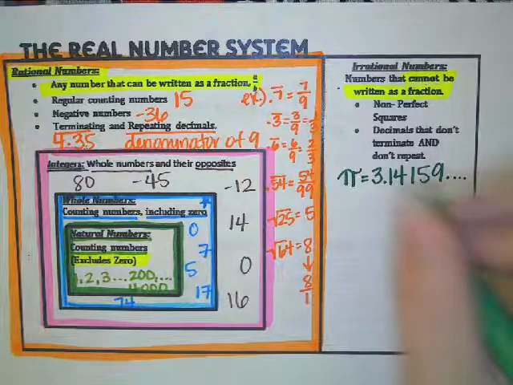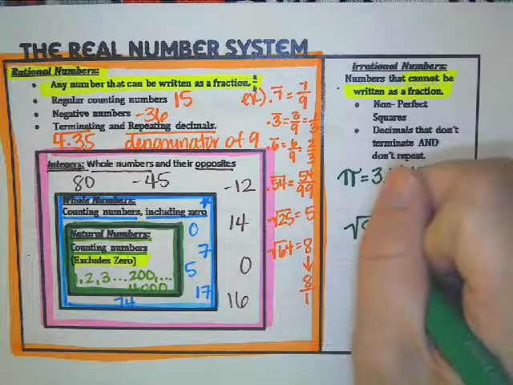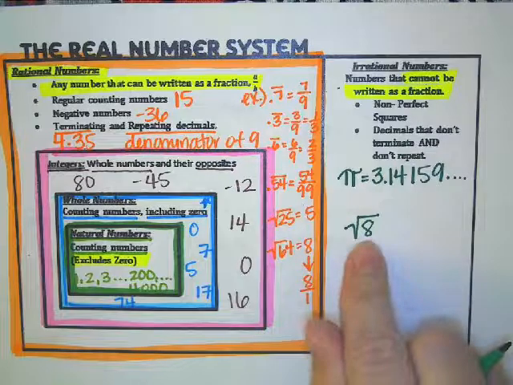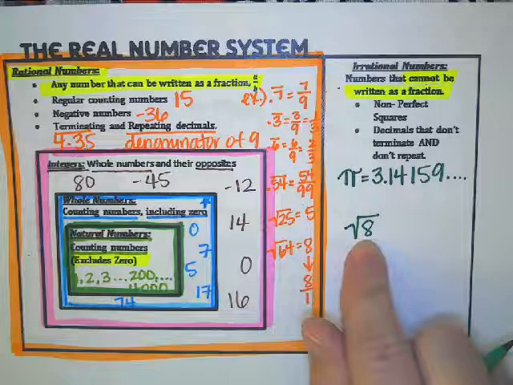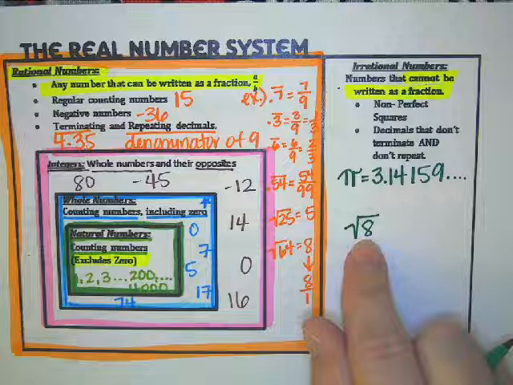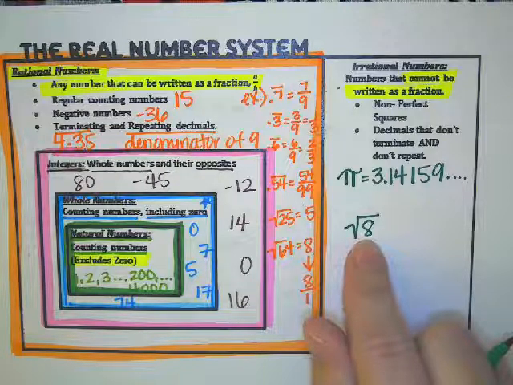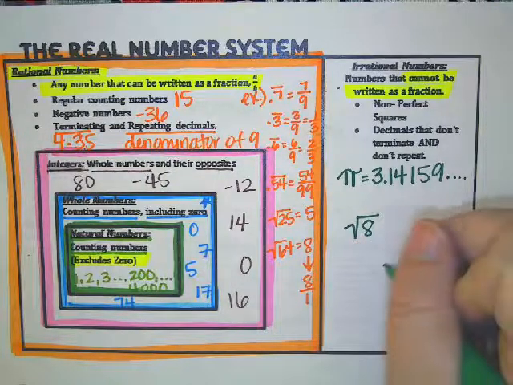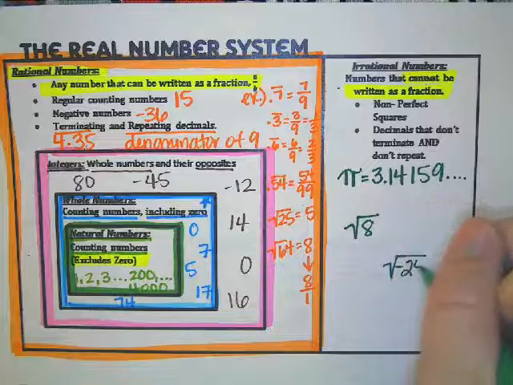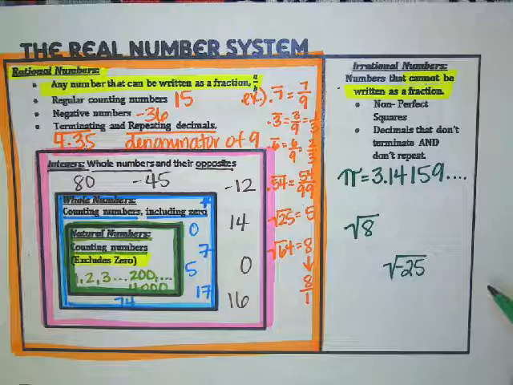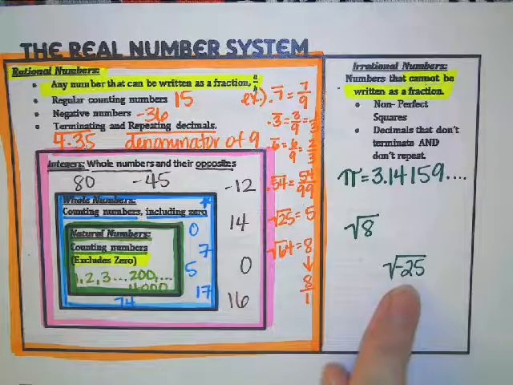If I said something like the square root of 8, 8 is not a perfect square. I don't have a number that I can multiply by itself to give me 8. Another example would be the negative square root of 25. These are all irrational numbers.